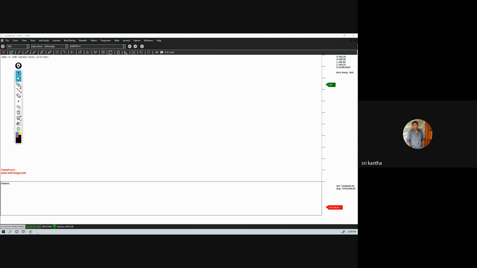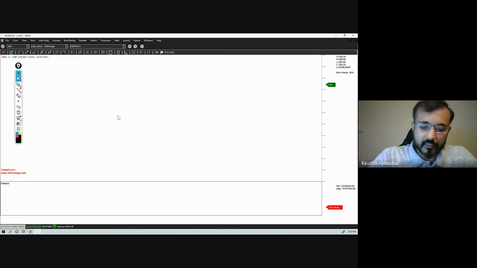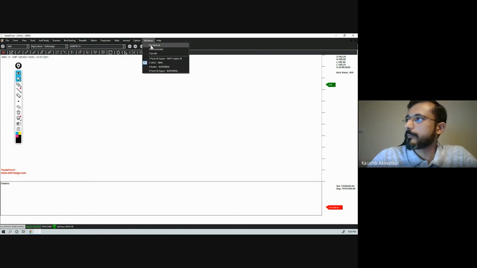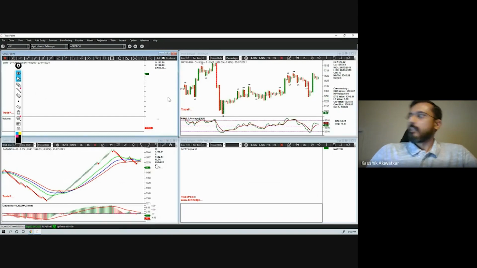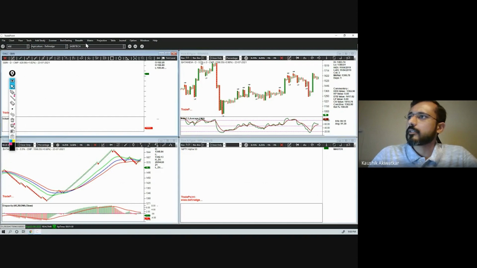Any doubts? When the W is forming, after the breakout, do we have to check with the OHLC chart after the breakout or before the breakout? This is a W pattern confirmation. I'll show you with an example. Wait, we'll check here. This is the daily OHLC.